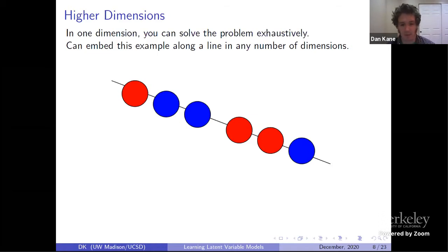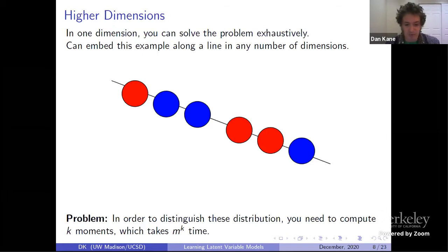However, things become a bit more complicated when you take this one-dimensional example and embed it into a higher number of dimensions. You take literally any line that you like in this higher dimensional space, and you place means along this line in the same way you would have for this one-dimensional example. And once again, you can find a moment matching distribution, now in a higher number of dimensions. And so the problem is that if you want to distinguish between these two mixtures, you need k moments, and to compute k moments, even to write them down, it's going to take m to the k time.